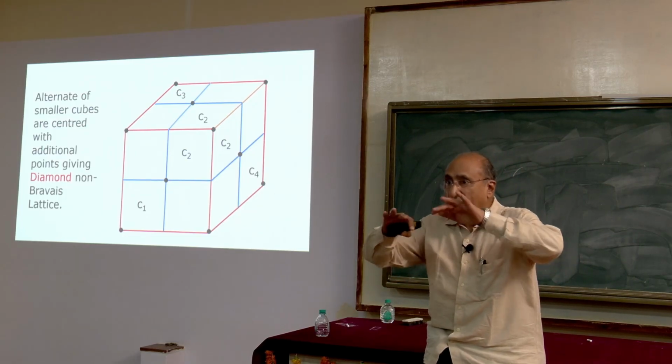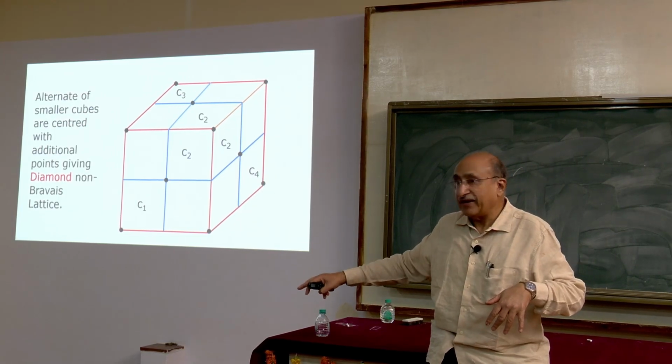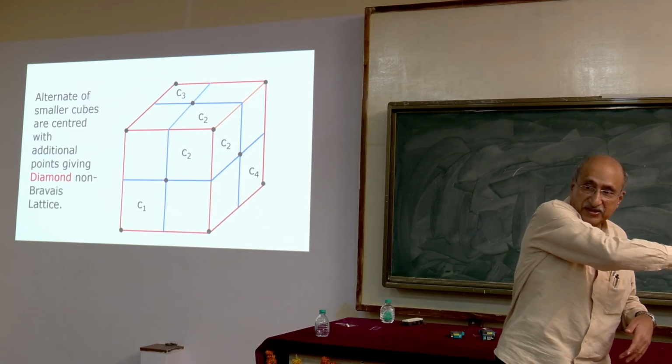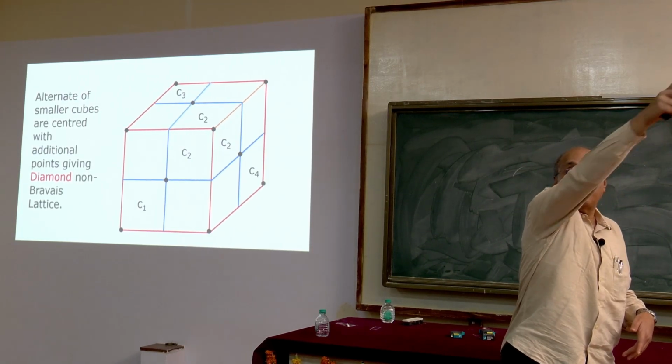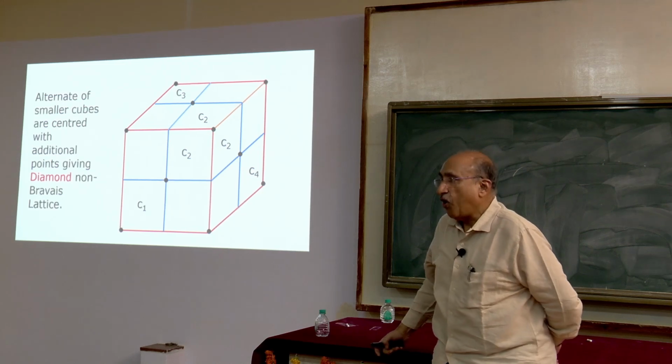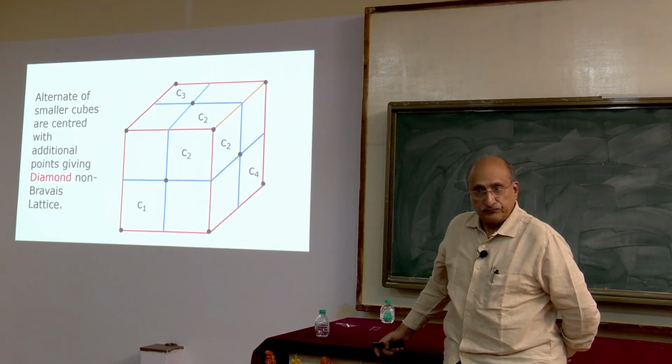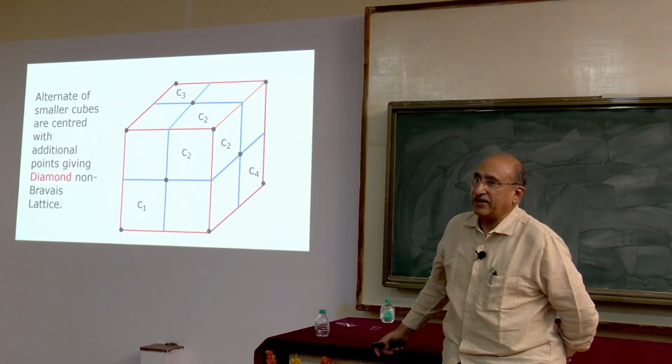This room is divided into 8 tinier rooms. If this is centered, that is not centered. That will be centered. This will not be centered. This will be centered. That will not be centered. Alternate ones of these tiny cubes will be centered. This is what is called the diamond structure, the diamond lattice. Is it clear?